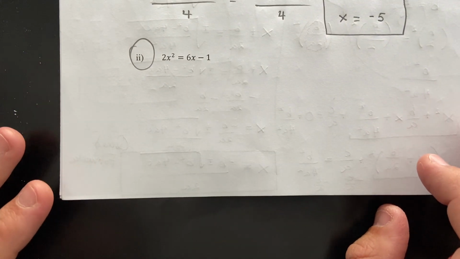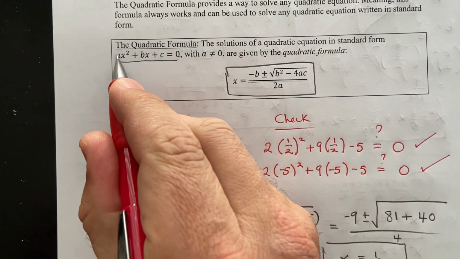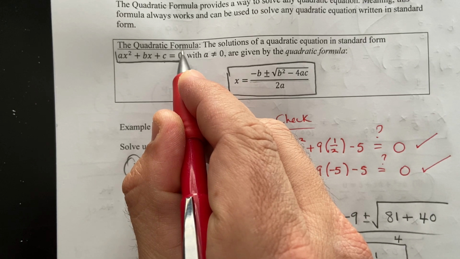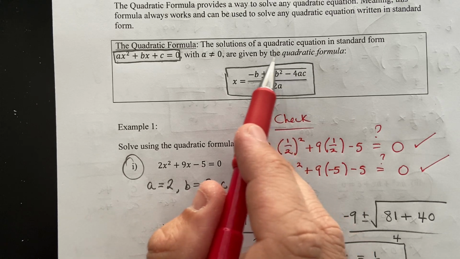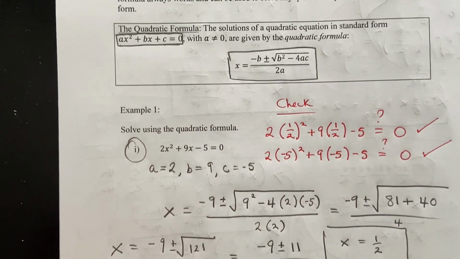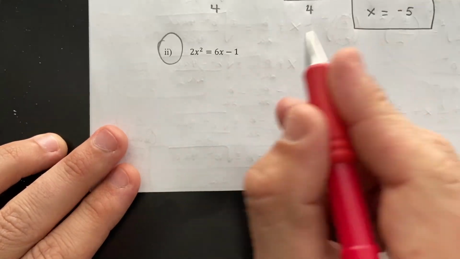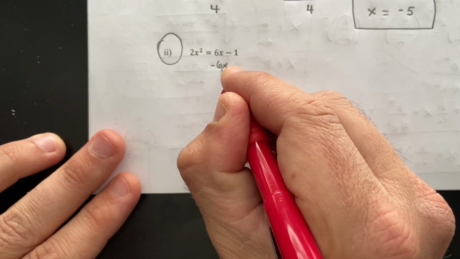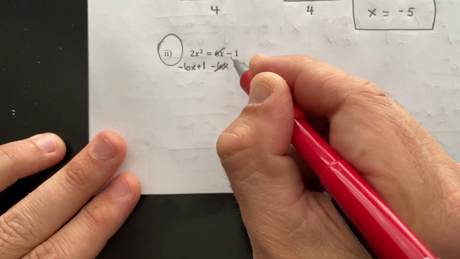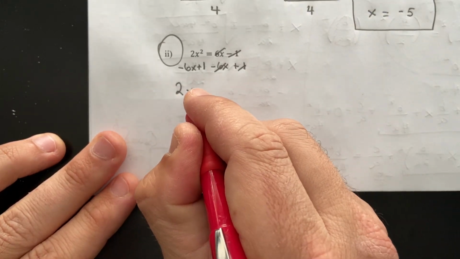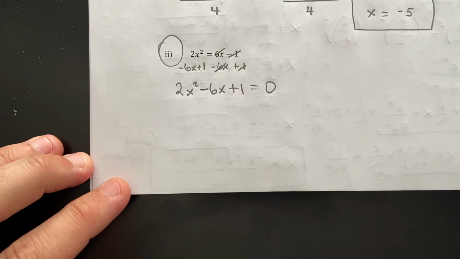Part 2, different equation. We don't have this yet. So we need to achieve this form before we can go ahead and use this formula. So what I'll do is I'll just pick a side for 0. So I'll pick the right-hand side for 0, but it really doesn't matter. So I'll subtract 6x, I'll add 1. So subtract 6x, add 1. So in other words, we get 2x squared minus 6x plus 1. Now that does equal 0.